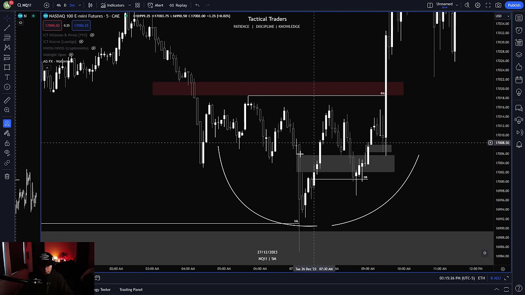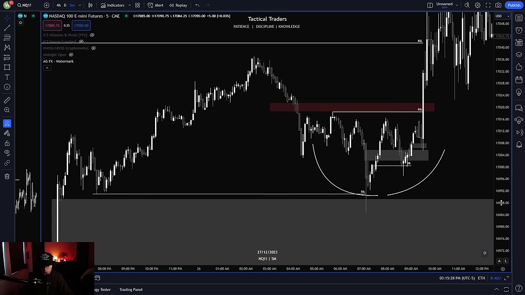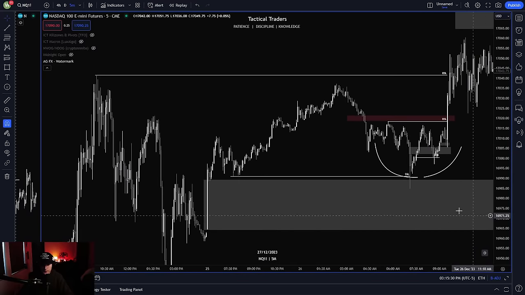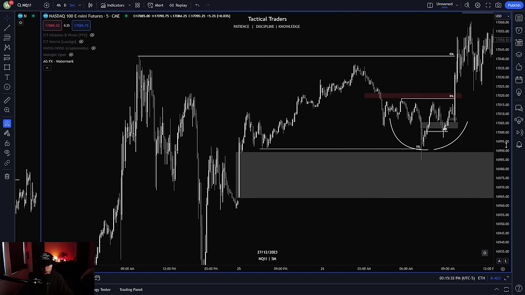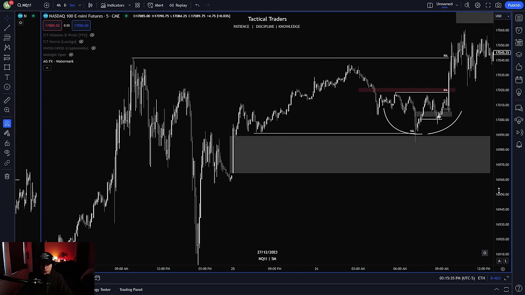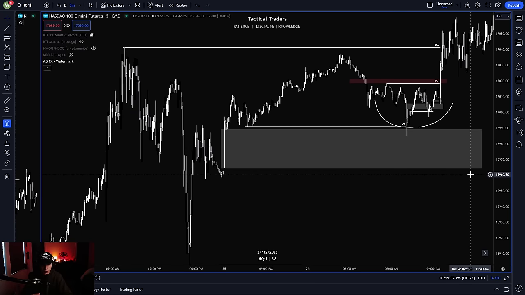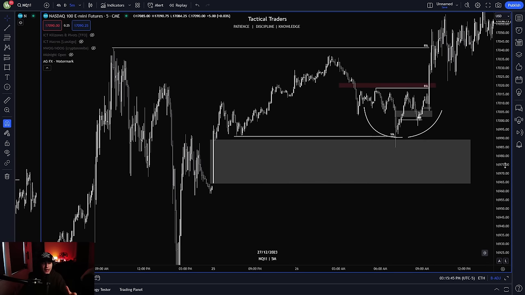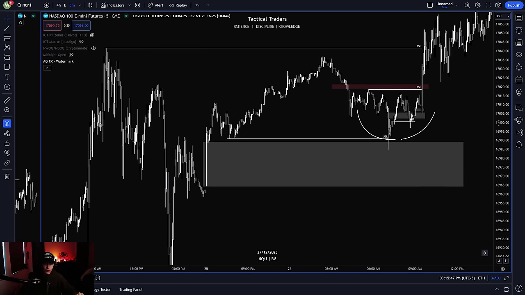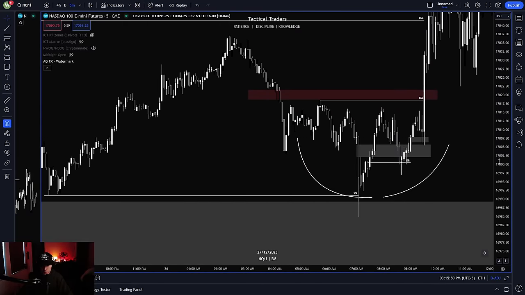Now, what I want to do, before we get into this, is zoom out. Notice what we're looking at here. When I start to zoom out, we get a good picture of what we're looking at. Now, I could have traded this multiple different ways, and many different traders would have looked at this differently and would have completely traded it a different way. Now, let's just talk about this model for a second.